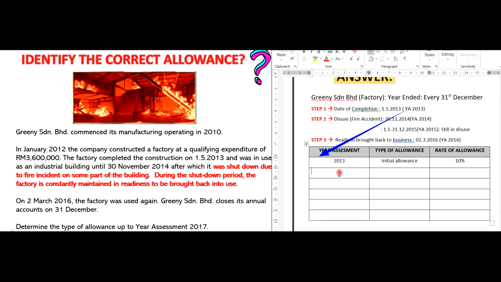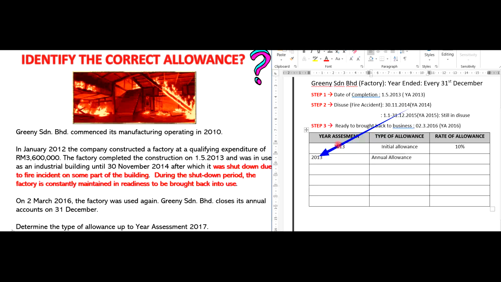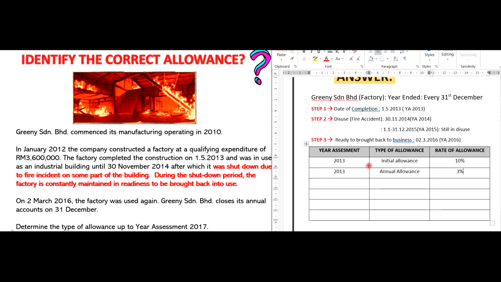In 2013 also, Greenish can claim for annual allowance. Annual allowance can be claimed every year until the factory has been disposed of or sold. So annual allowance, the rate is 3%. 2013 is done. So let's move to 2014.